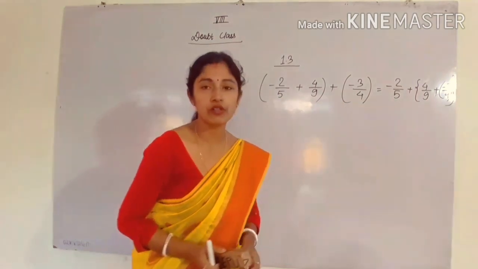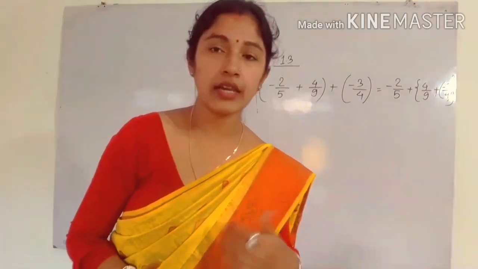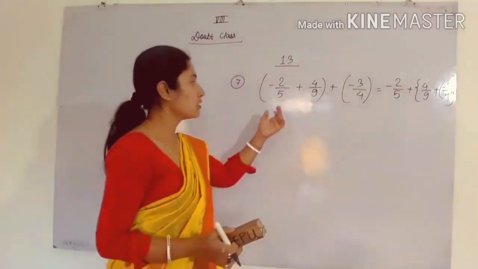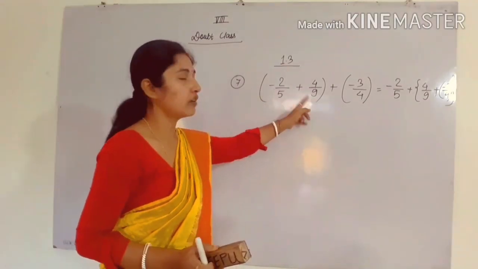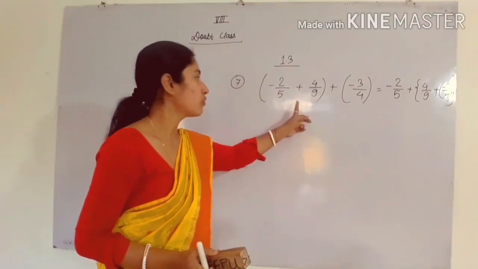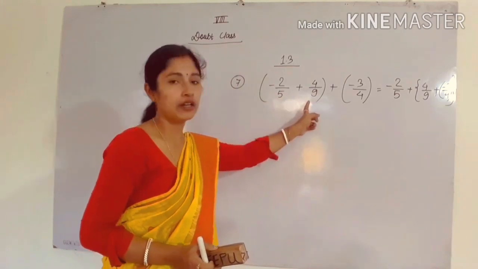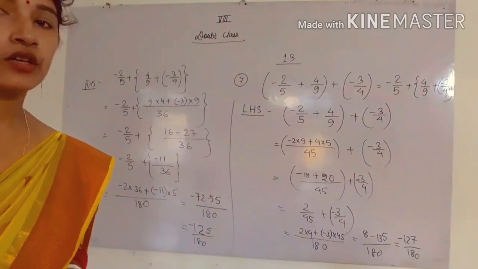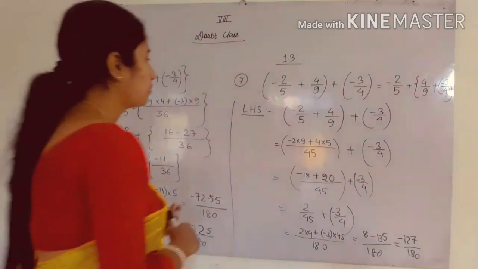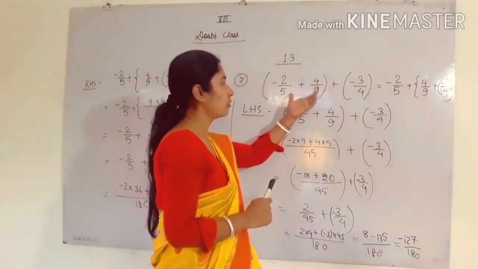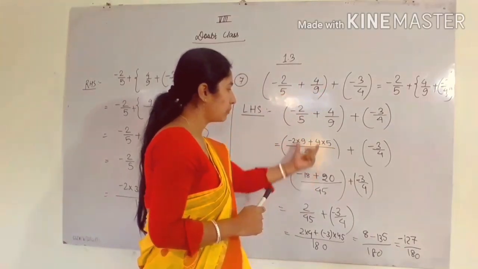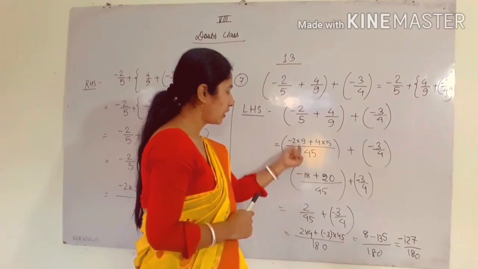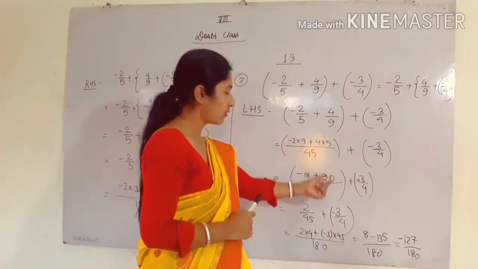First of all we will solve the left hand side part, secondly we will solve the right hand side part. In the left hand side part, see, minus 2 by 5 plus 4 by 9. We have to solve this one first. So we have to take the LCM of 5 and 9. It will be 45. I have first solved the left hand side part. We will solve this bracket by taking 45 as the LCM. So this will be minus 18, this will be 20.